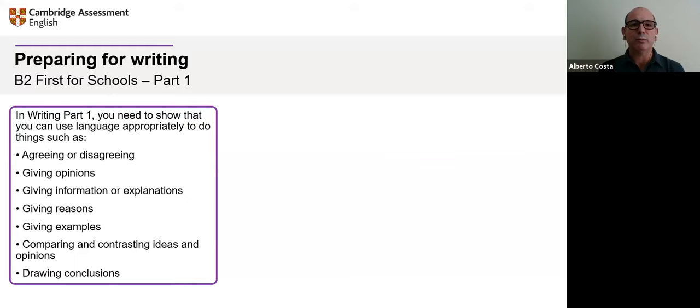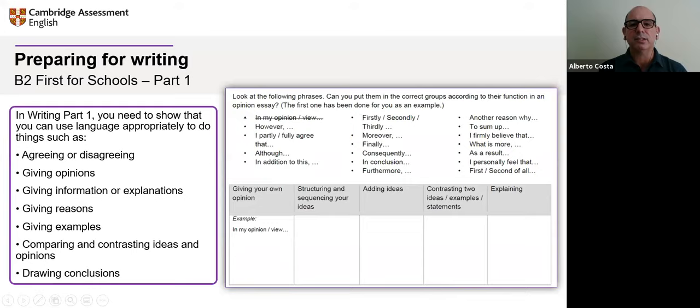Well, we have to deal with a number of language functions when we are writing the essay. For example, we have to agree or disagree, give opinions, give examples. We need to compare and contrast ideas. We also need to draw conclusions. So one idea to help learners is to give them a list of expressions, and then you give them also a table with some categories. So the purpose is for the learner to start organizing the expressions under each of the headings in the categories. And later they can start creating sentences and then putting paragraphs together using those expressions. This idea comes from one of our lesson plans, which you can download from the website.